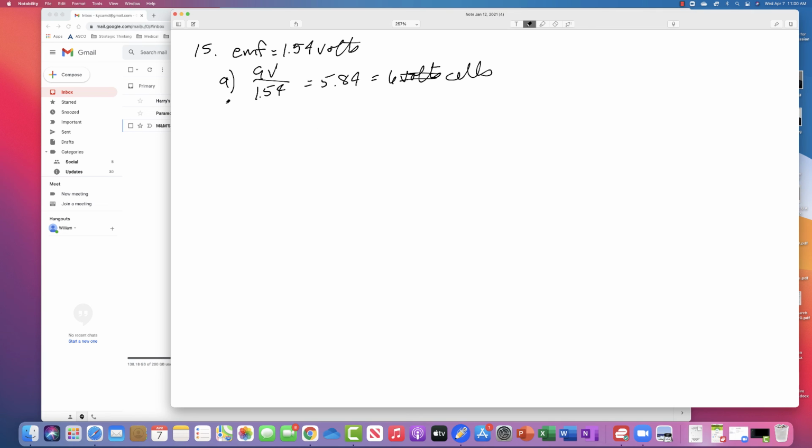And the actual terminal voltage you're going to have is going to be equal to 6 times 1.54. So instead of exactly 9 volts, you're going to have 9.24 volts. Now the last part of this question is discuss how internal resistance in series connection of cells will affect the terminal voltage. The internal resistance of a battery causes inefficiencies in a battery, and so it will decrease the available voltage that you can have.